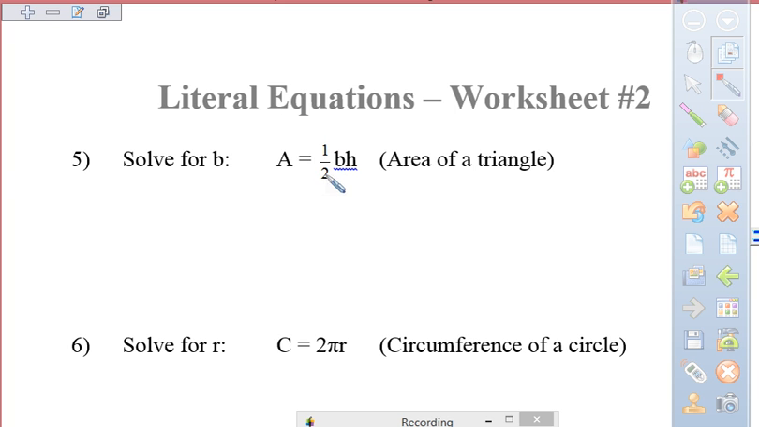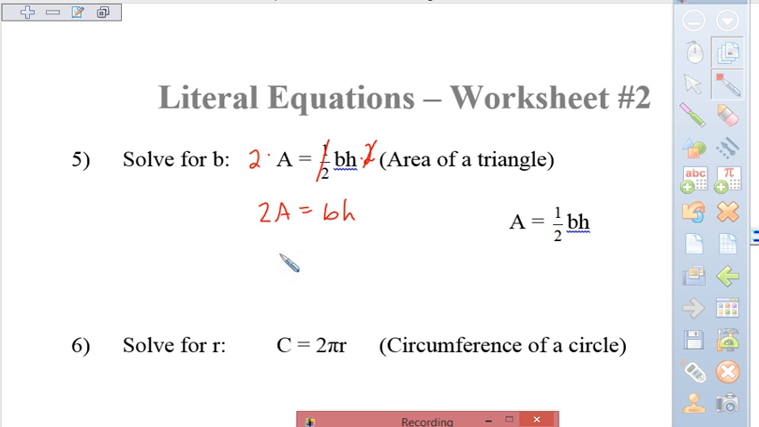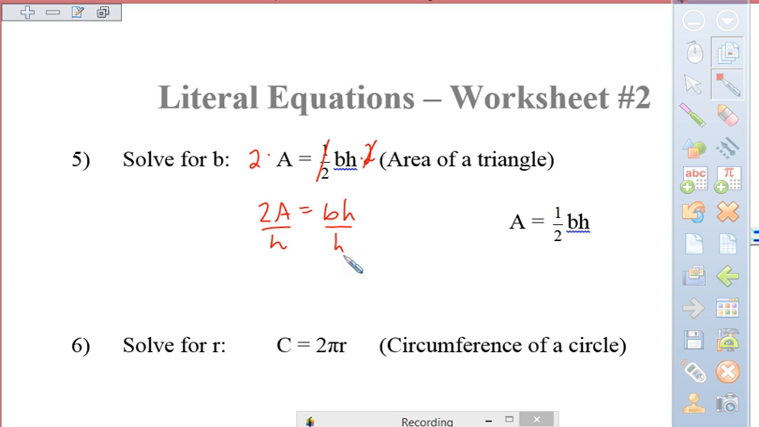So I need to get rid of the half, and I need to get rid of the h. So let's get rid of our number first. We could divide by a half, but that's the same thing as multiplying by the reciprocal. So I like to do that instead. Double. Double. So then I get 2a, and half of 2 is 1, so that makes this half disappear, equals bh. If I finish solving that problem, I'm trying to get rid of my h, so I'm going to divide. So I'm left with b equals 2a over h.